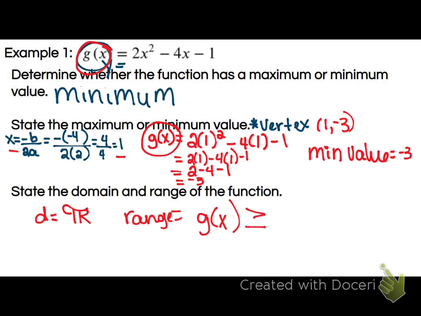And then what was our minimum? Negative 3. Negative 3. And that's our range. So the range is basically your minimum or maximum value.